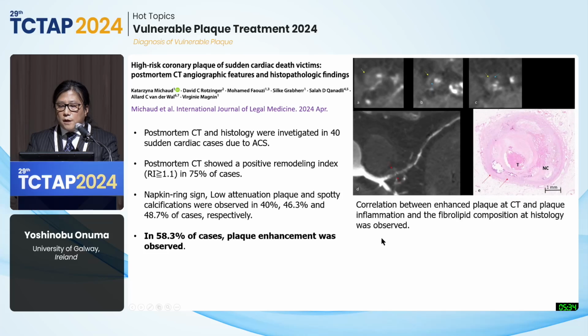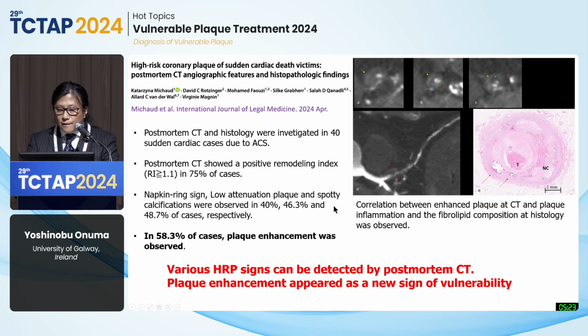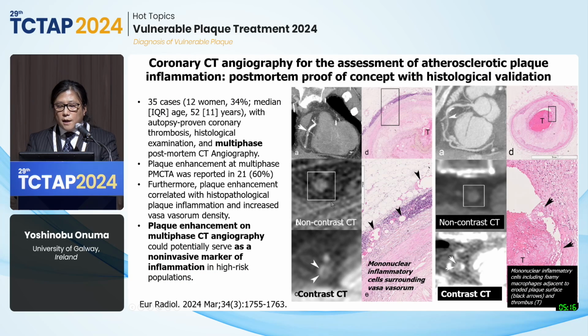And also there was a correlation between the enhanced plaque and the plaque inflammation, and they found that this plaque enhancement is one of the new signs of the vulnerability of the plaque, which corresponds to the histology, which is also correlated with the inflammation of the plaque. There's another post-mortem series, 35 cases. Again, the contrast enhancement on the CT of the plaque is related with the histopathological plaque inflammation and increased vasa vasorum.